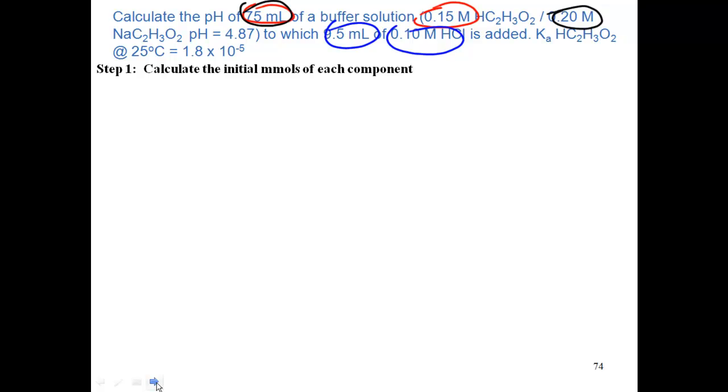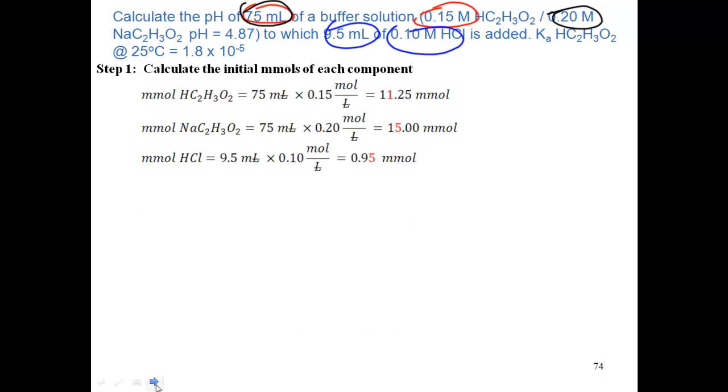So, for the millimoles of acetic acid, that comes to 75 milliliters times 0.15 molarity. Remember I told you before, milli is just a prefix, so we're just carrying that over, and we canceled out the liters. That gives me millimoles, which is 11.25. The red number is my sig fig. I'm carrying 2 guard digits in this particular problem. Millimoles of sodium acetate, I have 75 mL times that 0.2 molarity, gives me 15 millimoles. And my millimoles of HCl is 9.5 times 0.1, which gets me 0.95 millimoles.